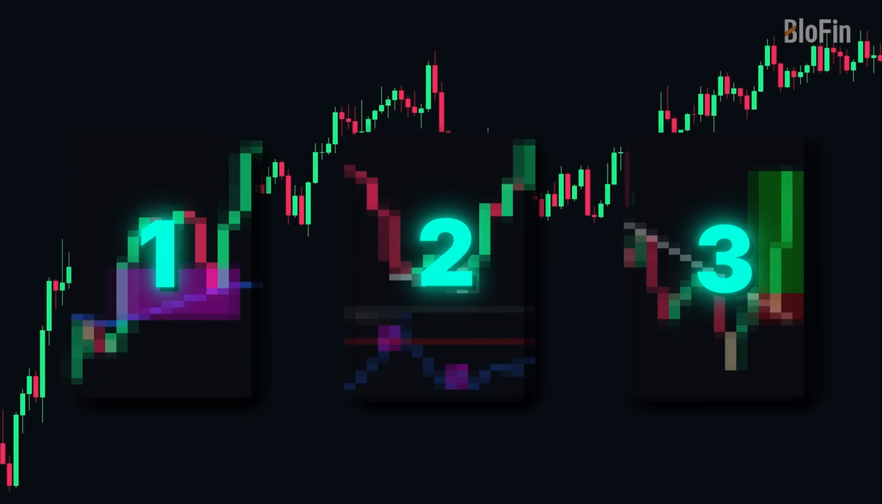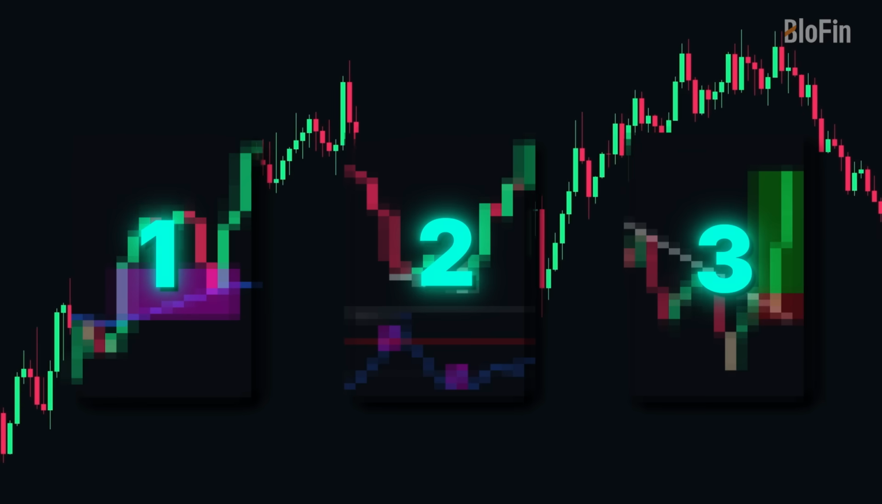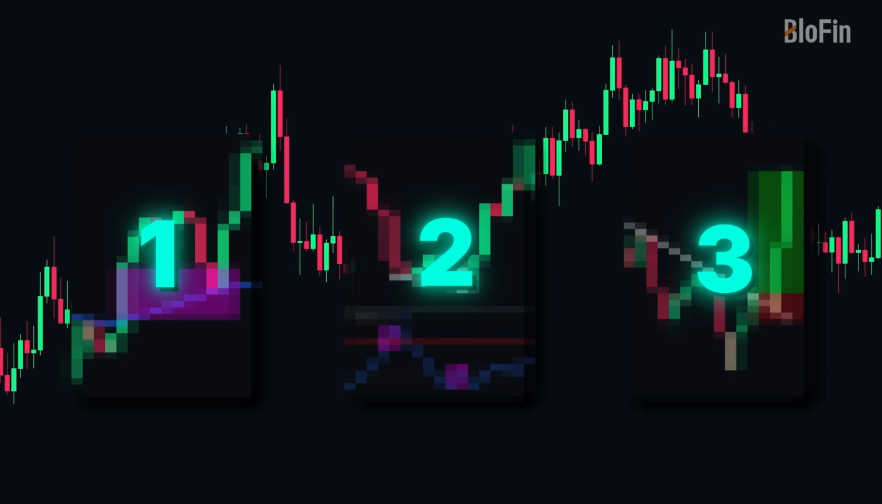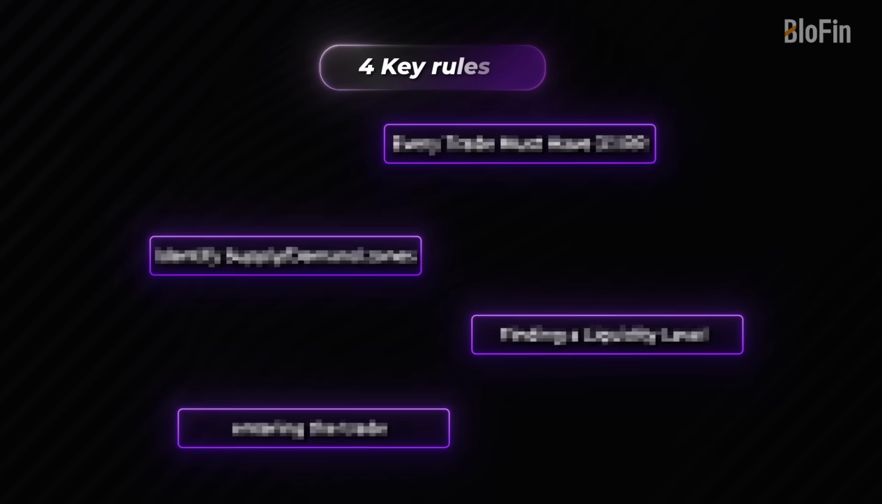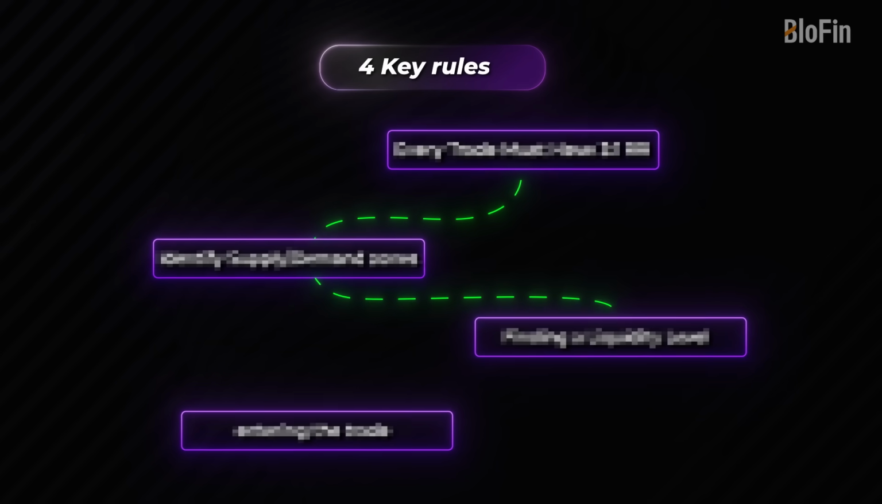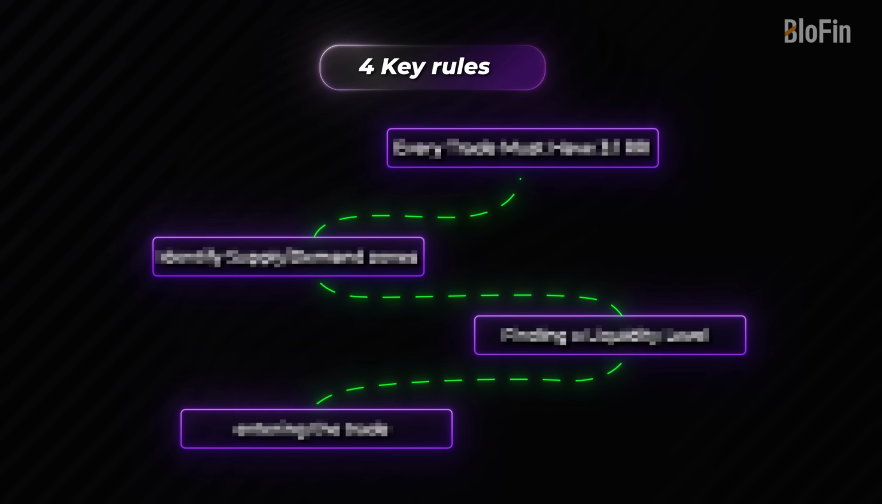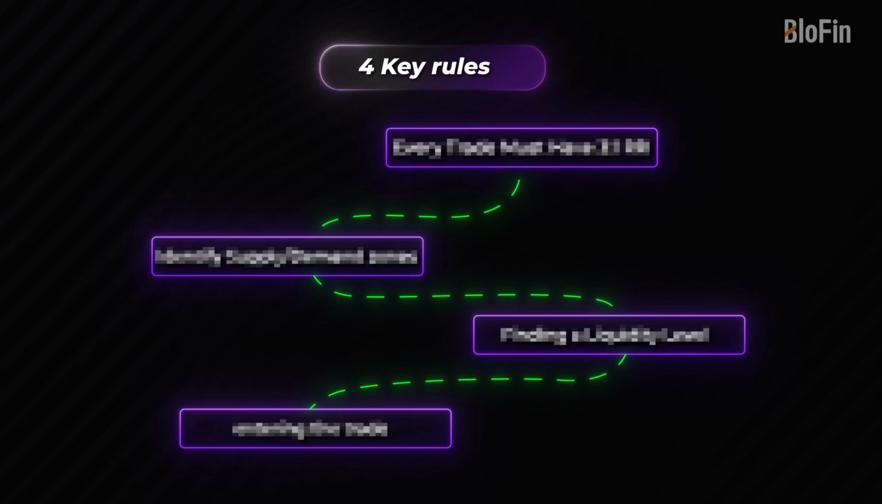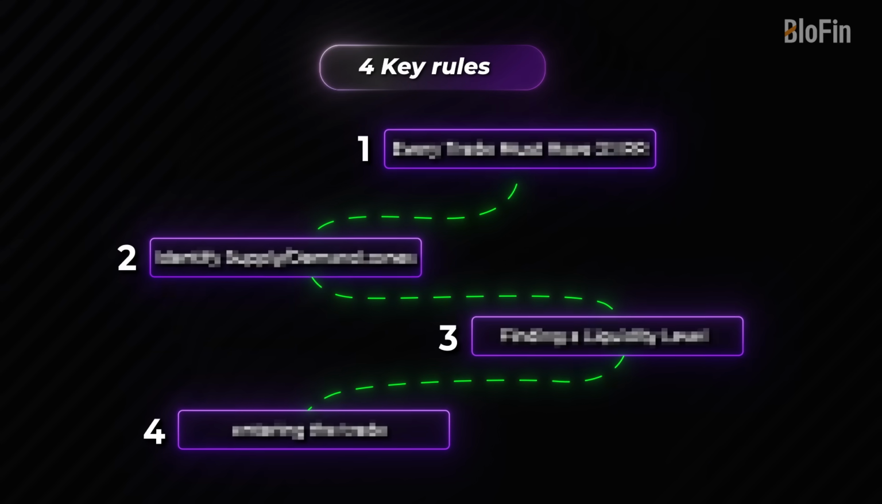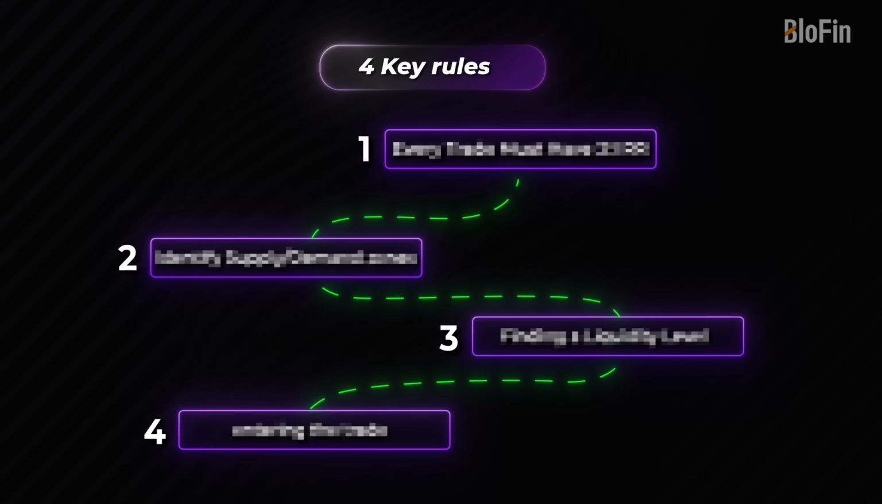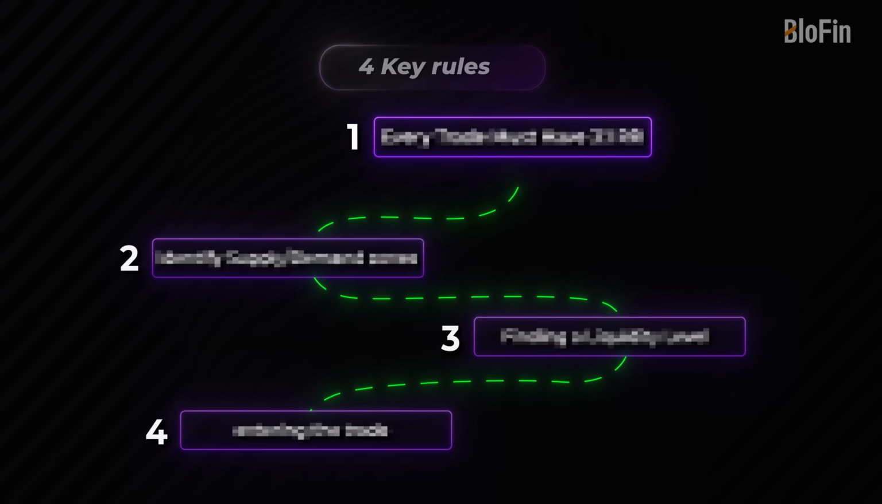Now, before we reveal the actual strategies, there's something I need to make clear. These strategies didn't work just because they were good setups. They worked because I also followed a very specific set of rules when trading them, and without these rules, I would have never 10x my account. So before we get into the actual strategies, I want to walk you through the 4 key rules I followed that made this growth possible. And if you skip this part, the strategies I'm about to teach won't help you, so pay close attention.